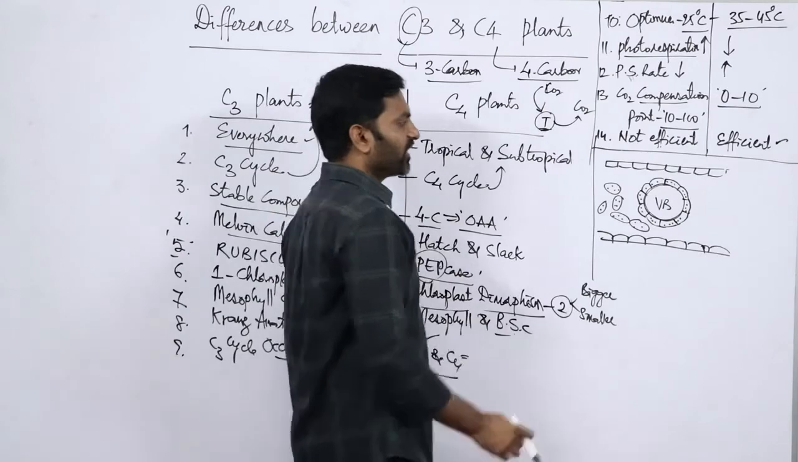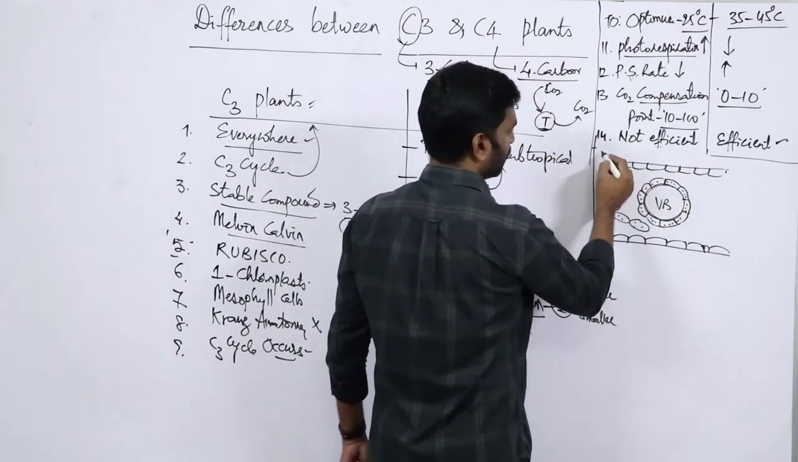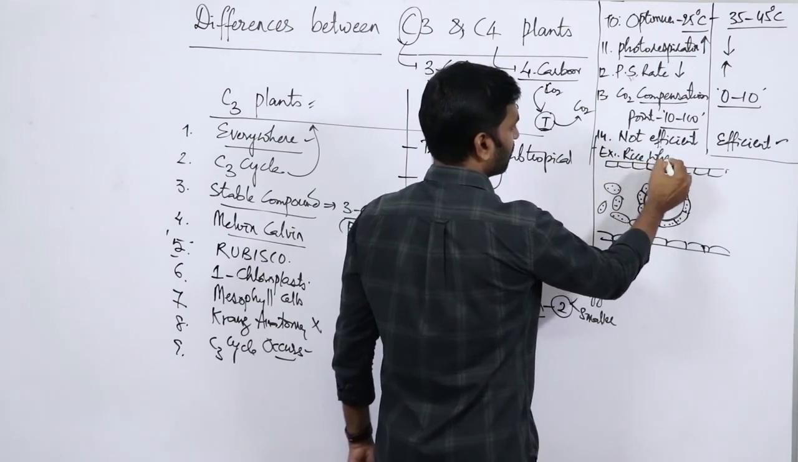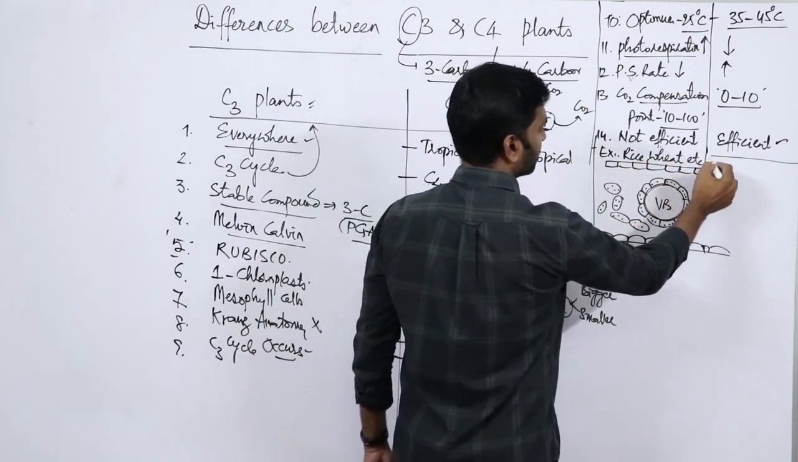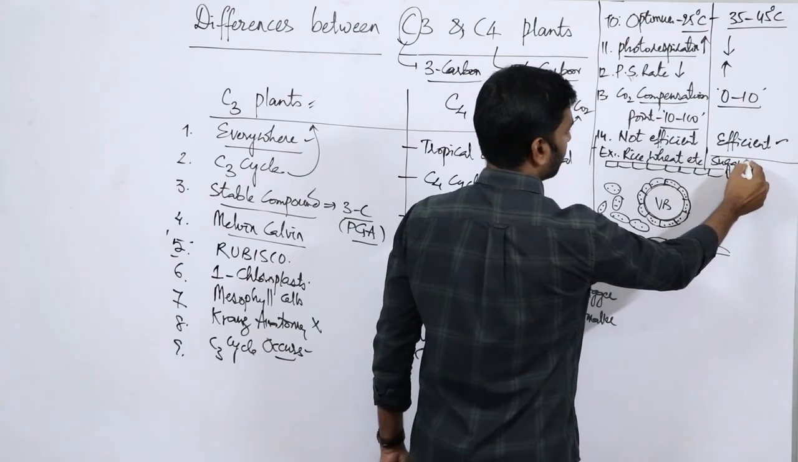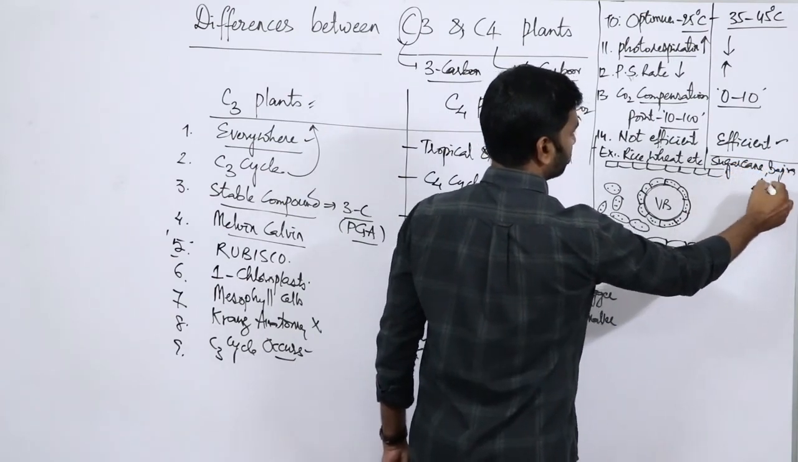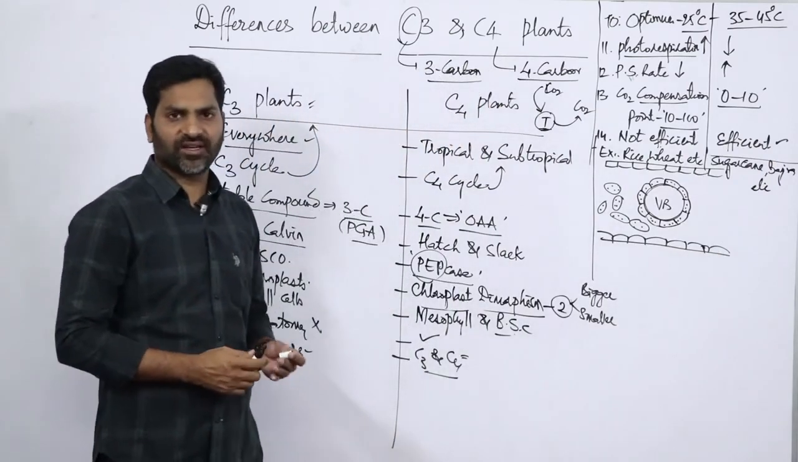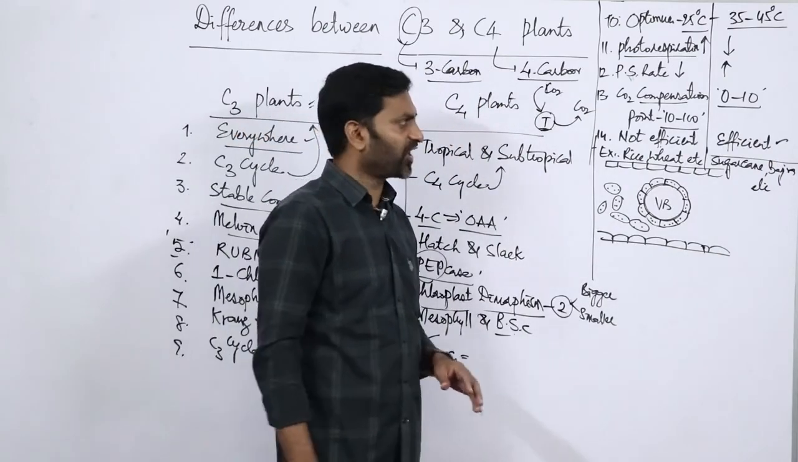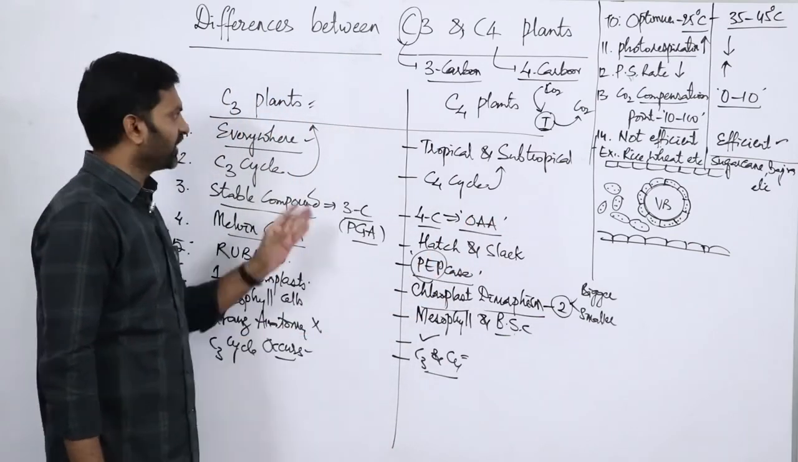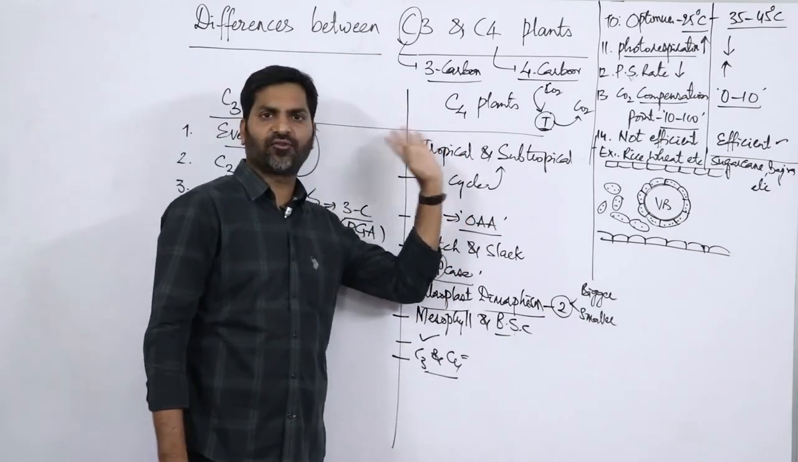Clear? Some examples: for C3 plants, rice, wheat, etc.; for C4 plants, sugarcane, bajra, etc. So this is about the complete differences between C3 plants and C4 plants.